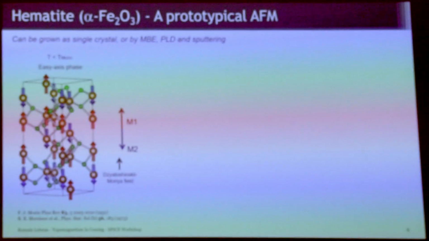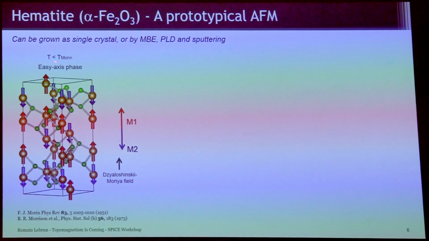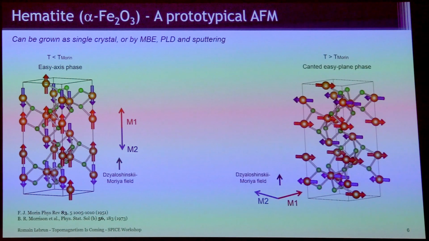For one main reason, which is the following. Below what is called the Morin transition, at about 260 Kelvin, it's a really classical easy axis antiferromagnet with two sublattices with opposite magnetization. But above it, you have a phase transition at the Morin temperature, and then it's a canted easy plane antiferromagnet.